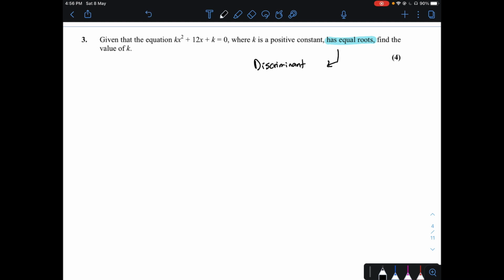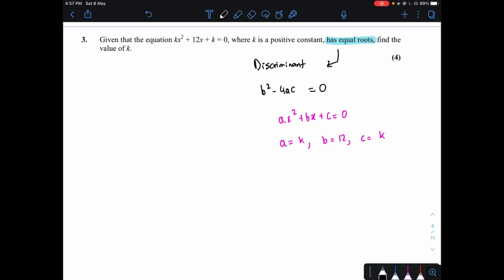Now, why do you need to think about that? It's because it's related to the question. If an equation has equal roots, it means that b squared minus 4ac, which is the discriminant, equals 0. So we can apply this to our normal ax squared plus bx plus c equals 0 quadratic equation. So what's the a here? a is k, b is 12, and c is k. So now we can use those terms to solve the equation.